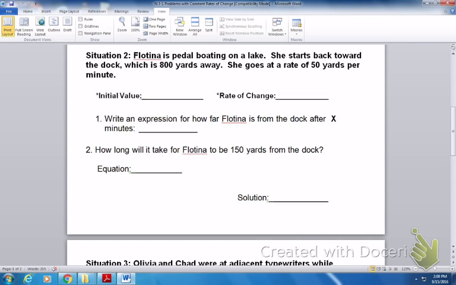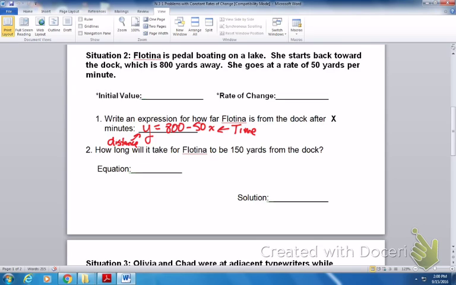Oh man, didn't mean to take that away, sorry. So now we have our equation, and I'll rewrite it a second time: y equals 800 minus 50x. So please keep in mind what y and x actually are. y is our distance from the dock. x is our time in minutes.